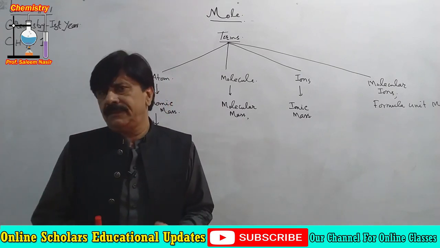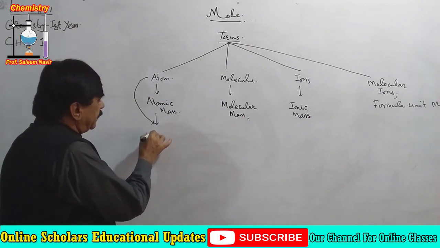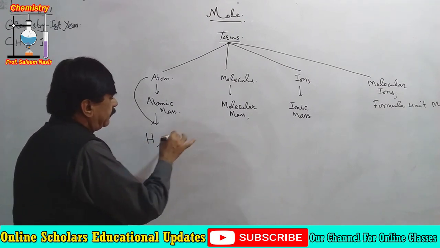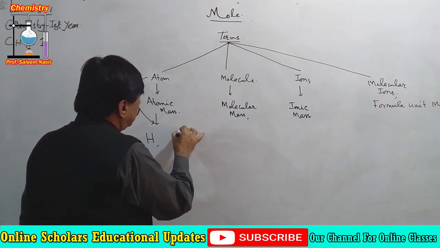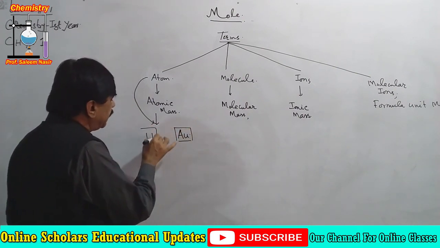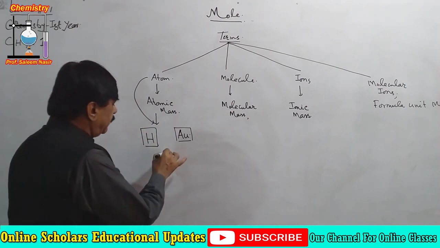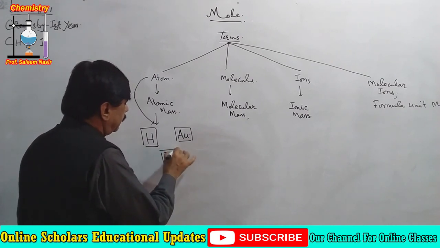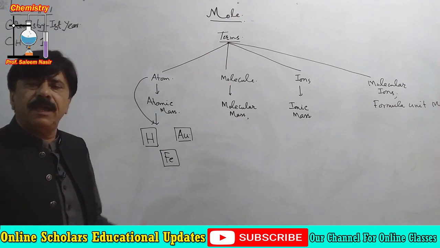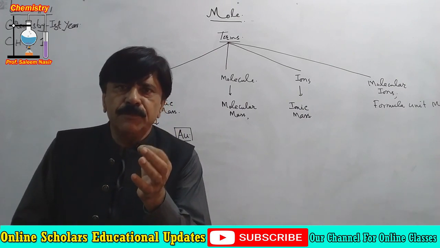Now the question arises: is the hydrogen atom, that gold, Au, a single atom? Iron is a single atom. If we have a piece of iron, then it will contain a single atom, which we call iron.